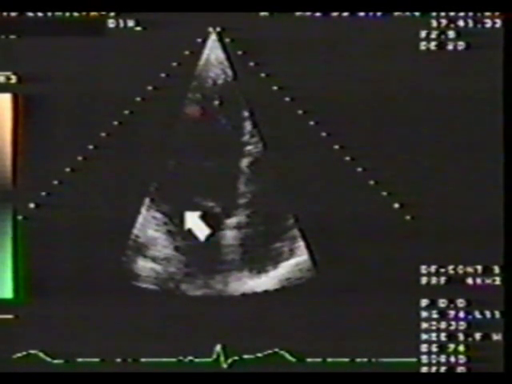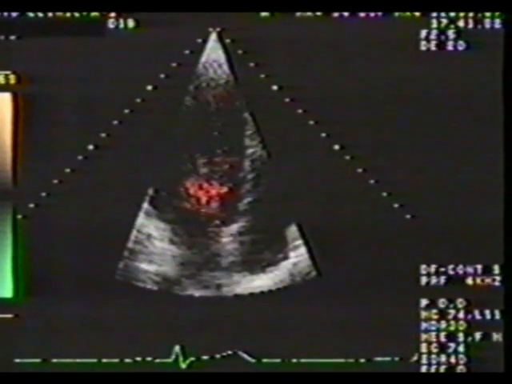With diastasis, the mitral leaflets have moved toward the closed position. Now the valve leaflets have reopened, and there is another burst of red-encoded flow across the valve. This is due to atrial systole.